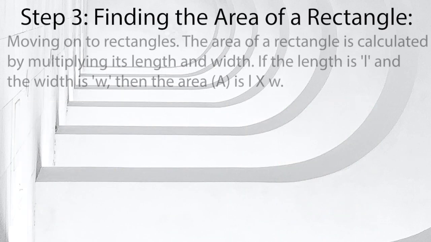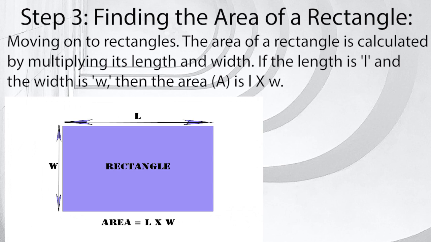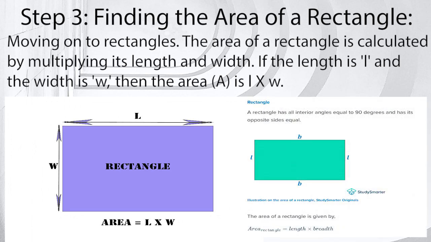Step 3: Finding the area of a rectangle. Moving on to rectangles. The area of a rectangle is calculated by multiplying its length and width. If the length is L and the width is W, then the area, A, is L times W.